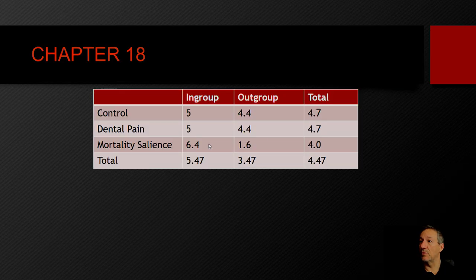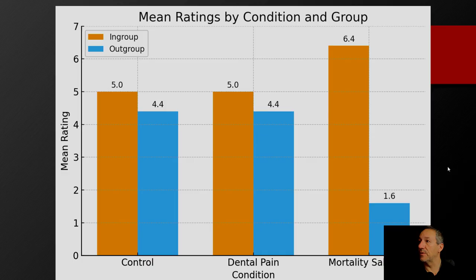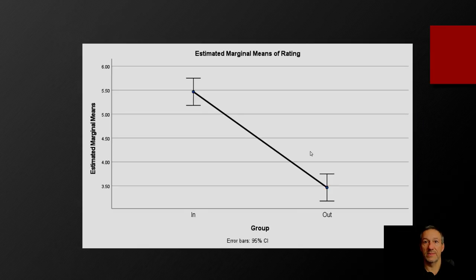And this would be a table for group means. And then this is how it would look if you put it in a bar graph. In-groups way up there for the mortality salience condition, out-groups way down there. You could also look at it like this in our SPSS output. In-groups way up here, out-groups way down here, and you'll notice there's a huge gap between the error bars. Doesn't necessarily mean it's going to be significant, but it does suggest it probably will be because that mean difference is not overlapping with 0 in those confidence intervals.